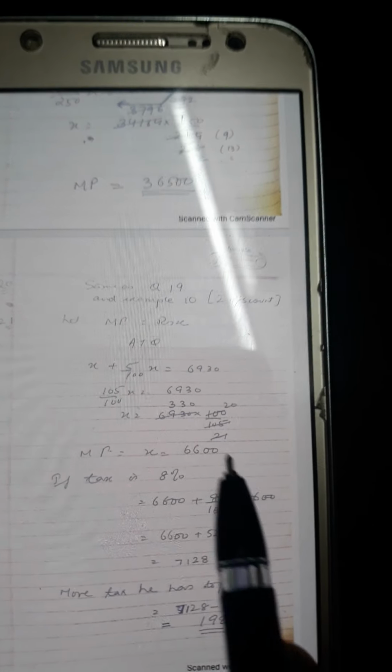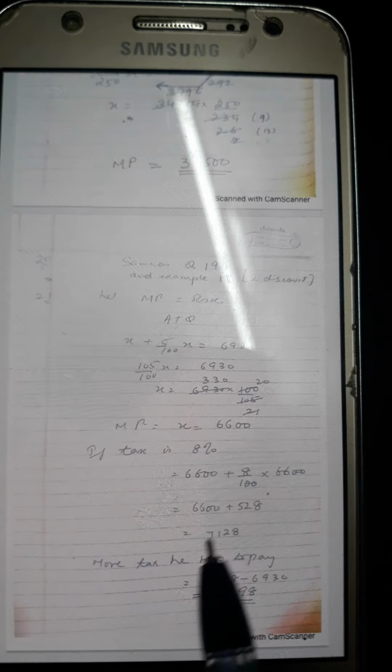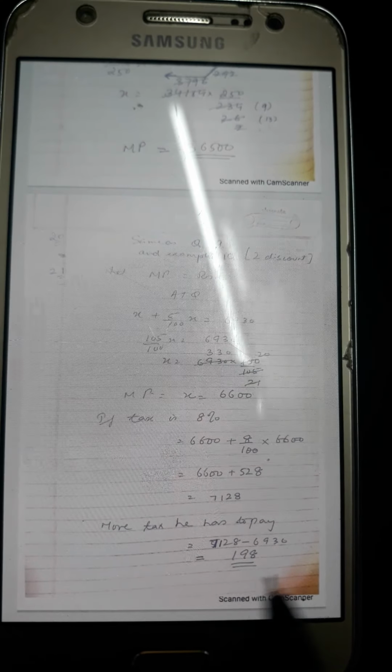Now they ask how much if tax is increased to 8%. So if tax is increased to 8%, how much is the selling price? 6600 plus 8% of this. So this is your selling price, 7128. And how much more tax does he have to pay? So subtract both and you get the tax. How much extra amount of tax he has to pay.